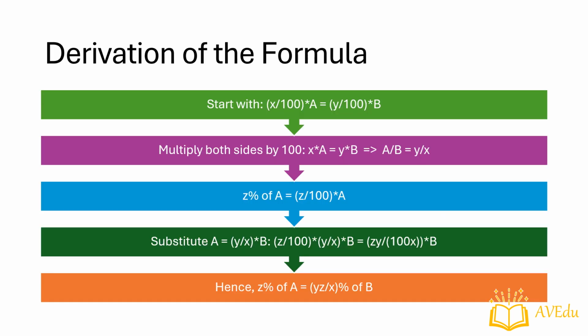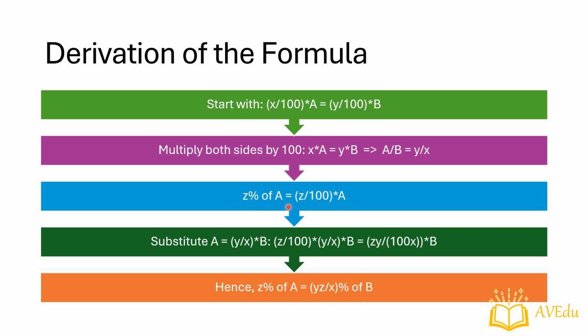So let's derive this again step by step. What we started with was x percentage of A, that means x over 100 times A, equals y percentage of B, that is y over 100 times B. So when we multiply both sides by 100, we get x times A equals y times B. That means A over B equals y over x.